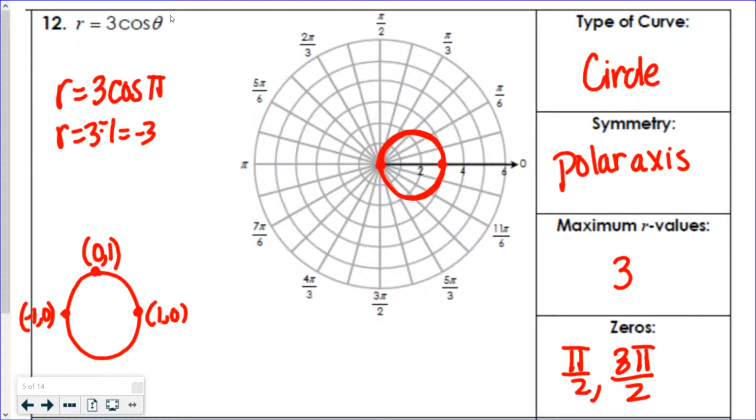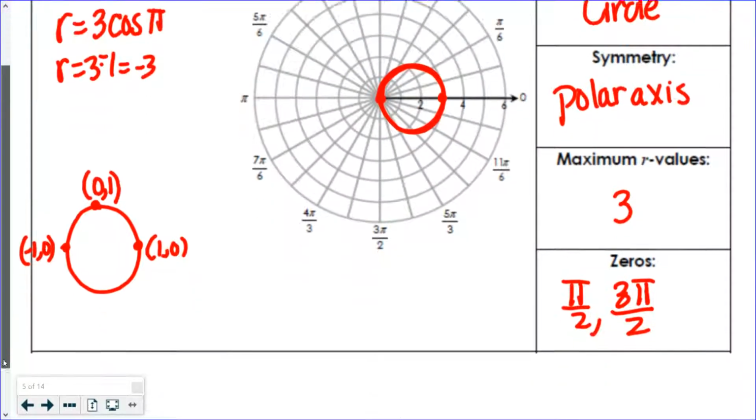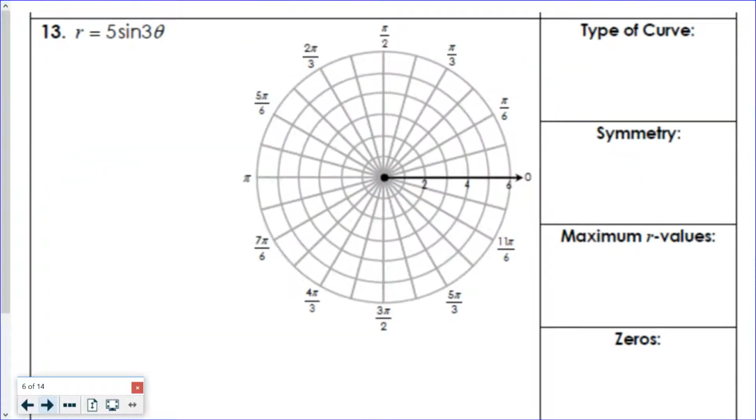Since that one went pretty quickly, we're going to go ahead and do number 13. All right, for number 13, what's different about 13? This time I've got one trig function, but this time it's sine of 3 theta, not just sine of theta. So for this one, it is not going to be a simple circle. The 3 indicates that it's going to be a rose. And since that 3 is odd, it's going to be exactly 3 petals. It's a 3-petal rose.